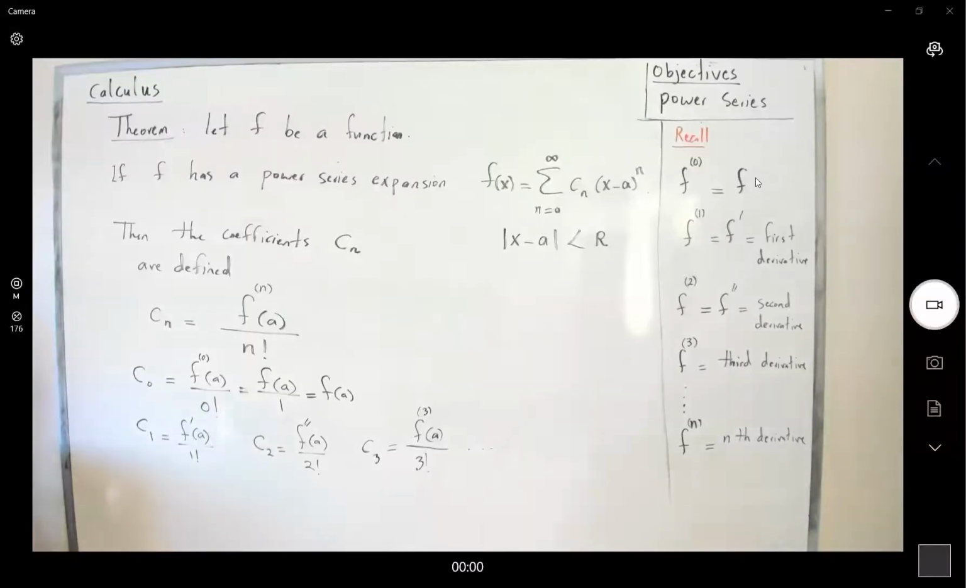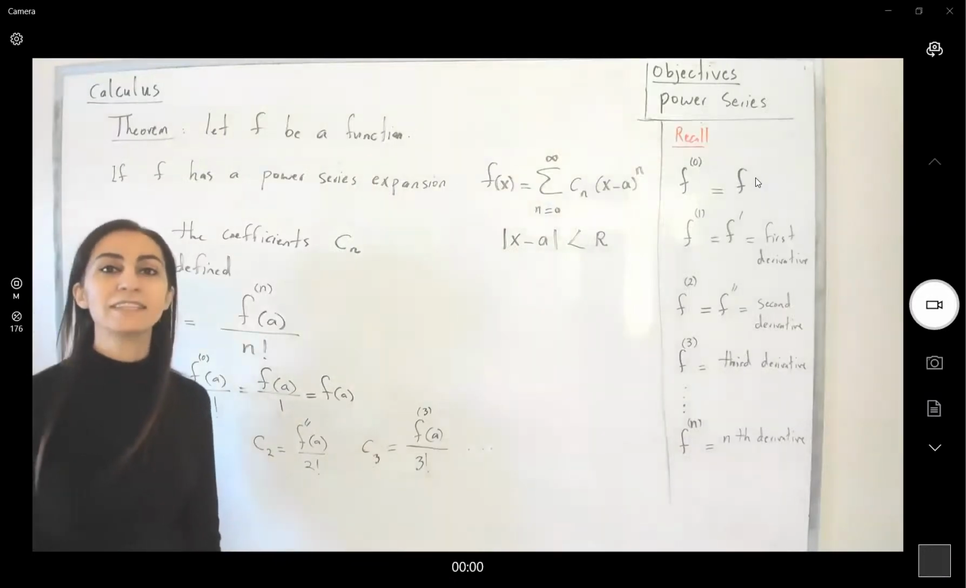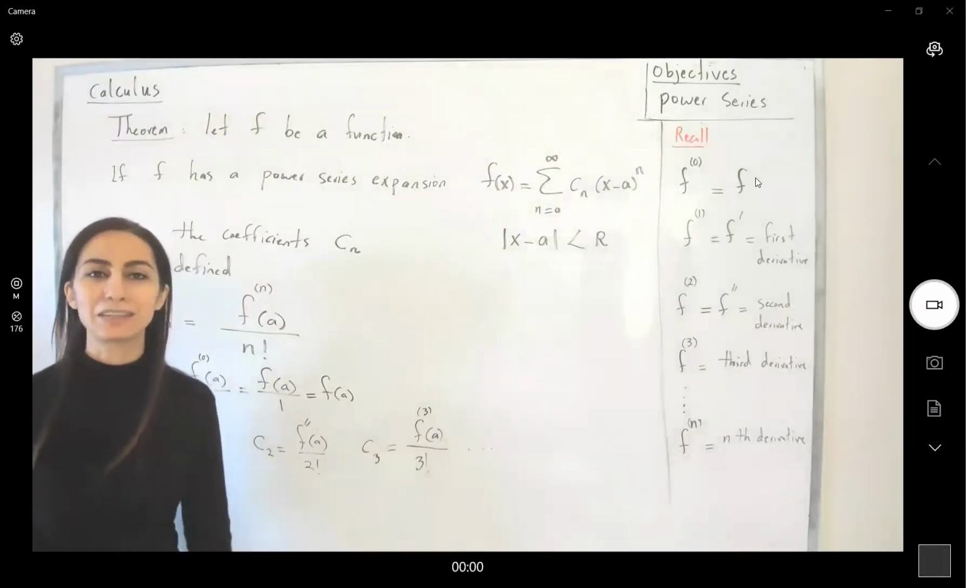In a special case, if a is equal to 0, we actually have a name for it. We call it a Taylor series.